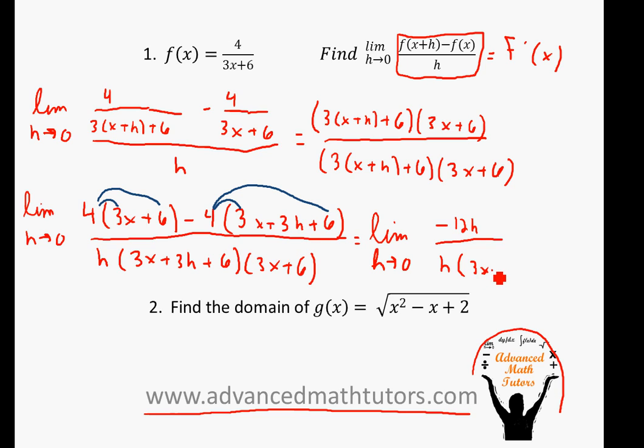I'm going to try and squeeze it in there. Plus 3h plus 6 times 3x plus 6. Okay. Now these h's cancel, which is what we needed to happen, so we're going to have negative 12 over all of these things. And as h goes to 0, this term right here, 3h, just becomes 0.